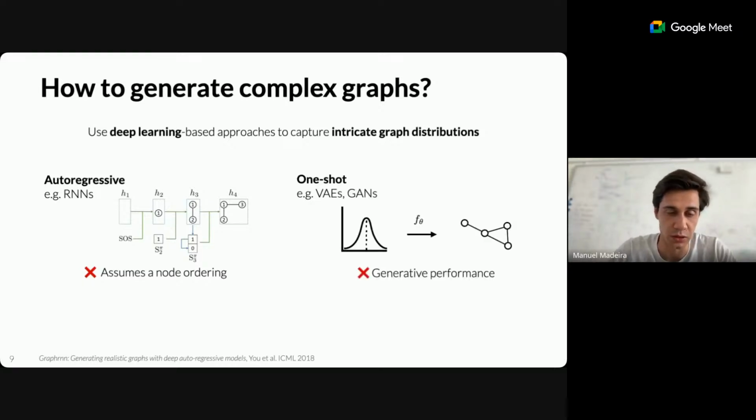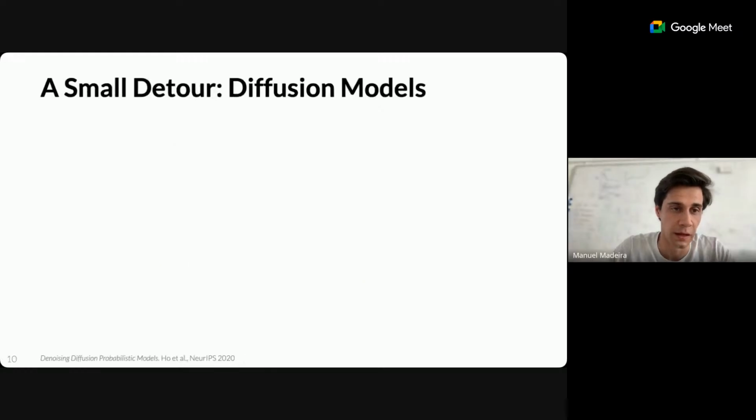Alternatively, one-shot models were also adapted from other data modalities, such as variational autoencoders or GANs, where we sample a latent vector from a random distribution and decode it in one shot to a full graph. This type of approach dodges the problem of node ordering, however, it still faces challenges as solving matching problems within the formulation. This ends up hindering their generative performance.